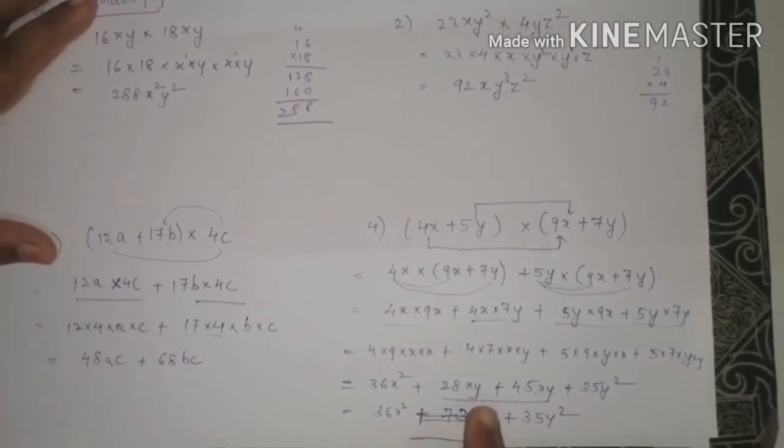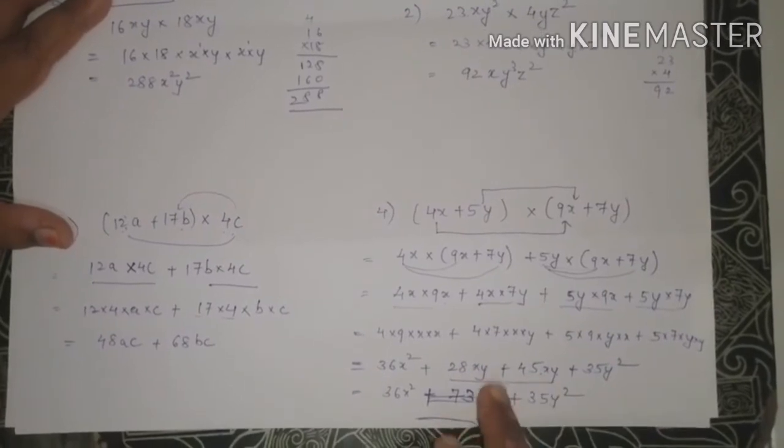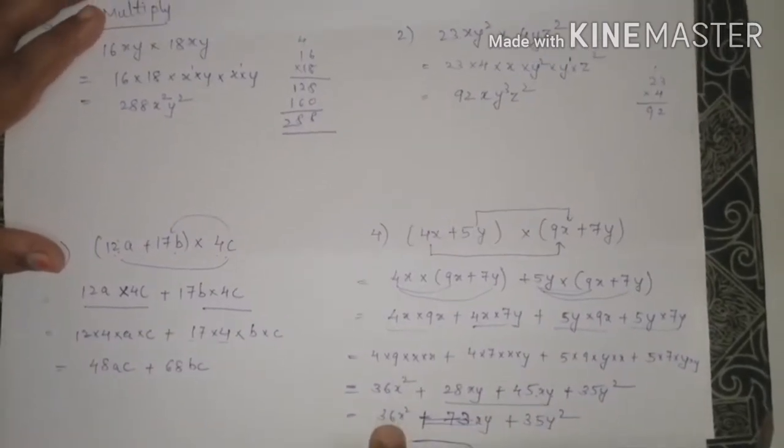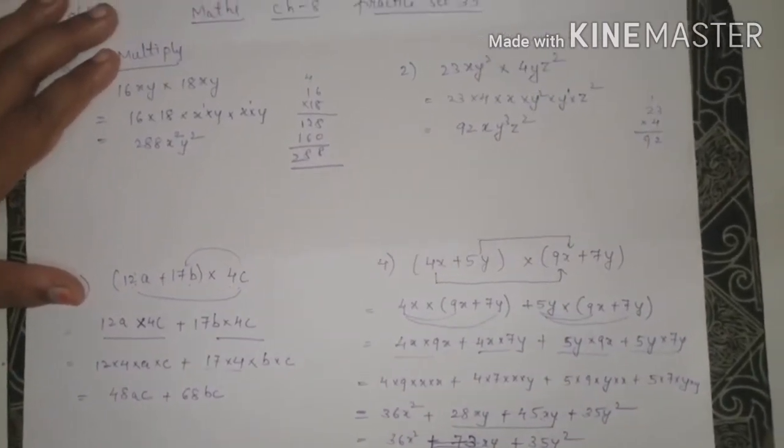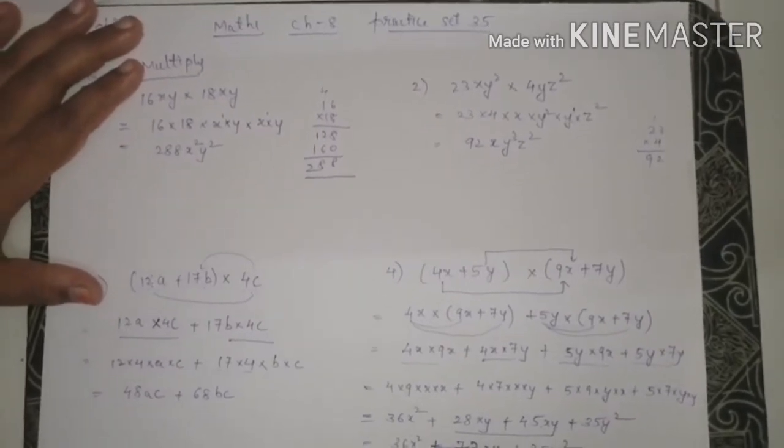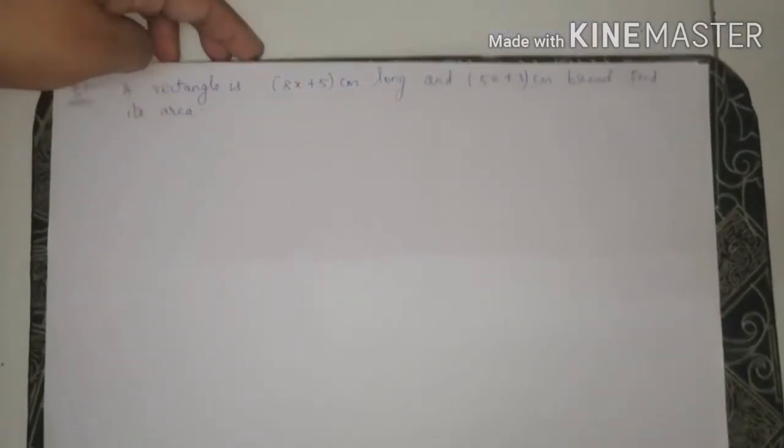This one more step will become, because these two are like terms in between, so we are adding the like terms. So our answer is 36x square plus 73xy plus 35y square. Now one more sum is there in word problem form, very easy.